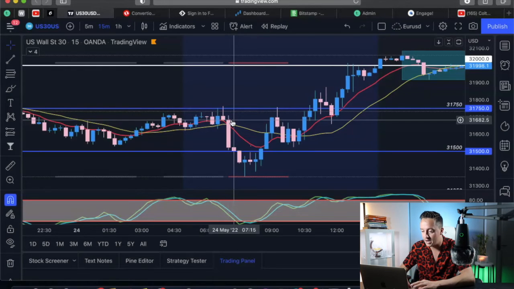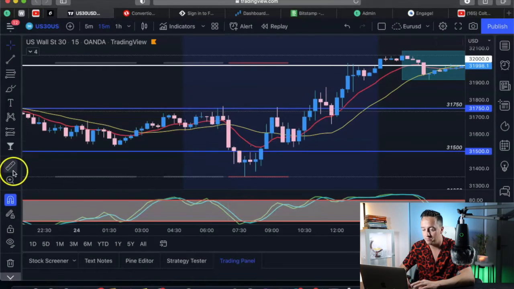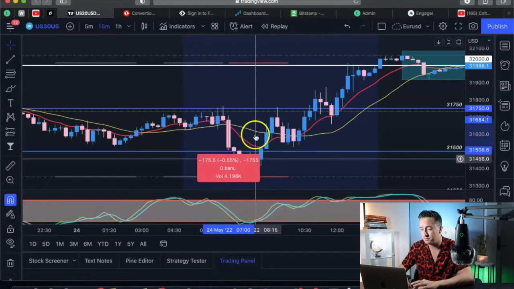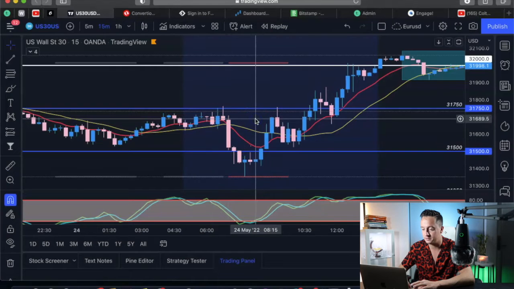And what do you know? Right after, within 15 minutes, boom, a big drop. And I think that's the 15-minute candle that I caught. Yeah, 1,700 pips. I got like 1,500 pips on that trade.